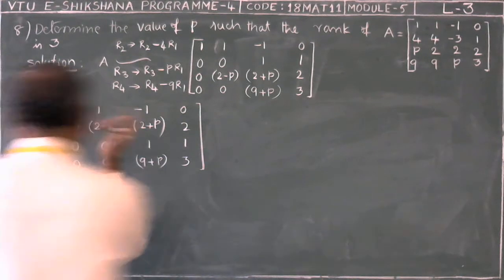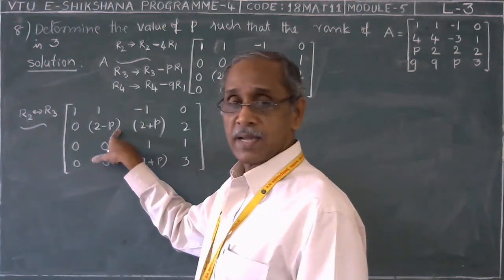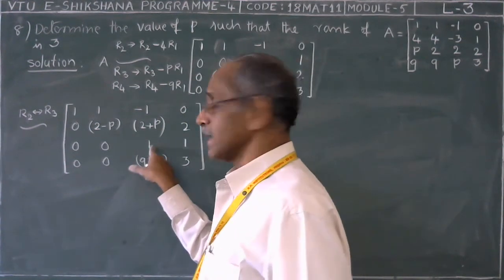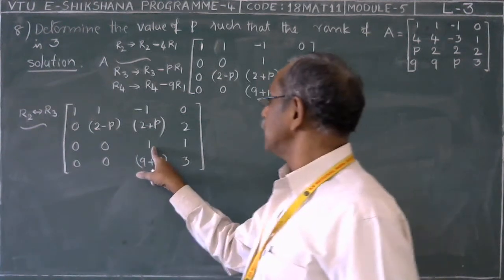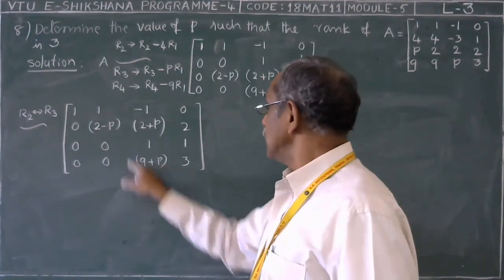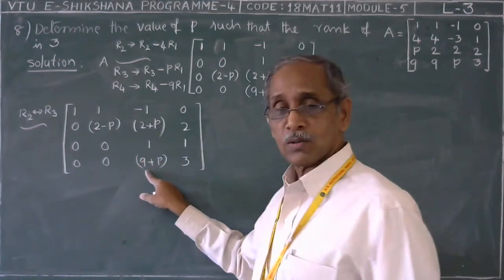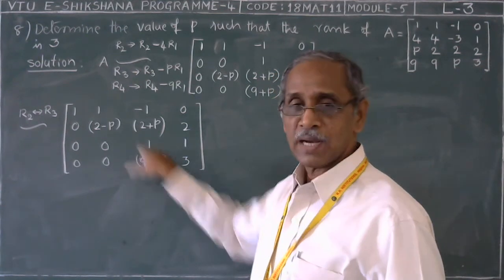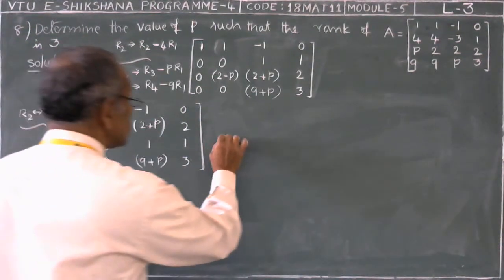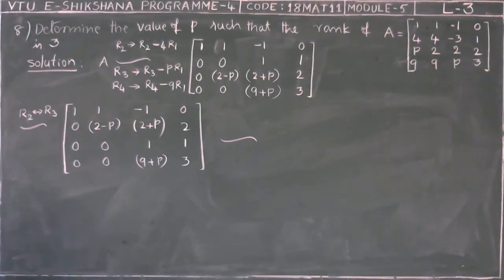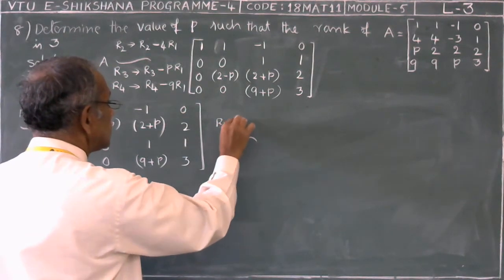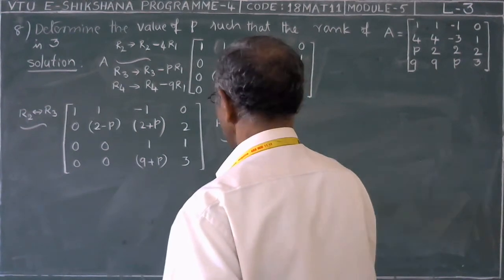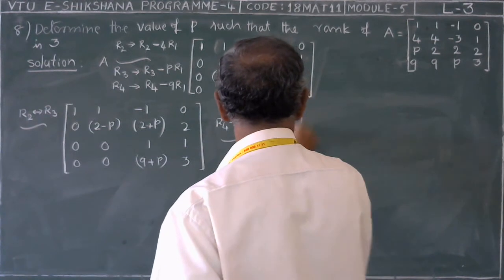Okay. So the leading entry in the second row is 2 minus P, and all the elements below it are 0. So go to the next row and look for the leading entry. The leading entry in the third row is 1, and it is to the right of the leading entry in the second row. But the elements below the leading entry in the third row are not equal to 0. So I have to make this element 0. Very simple. Multiply R3 by 9 plus P and then subtract. This will become 0. So R4 will change with respect to the operation R4 minus (9 plus P) times R3.